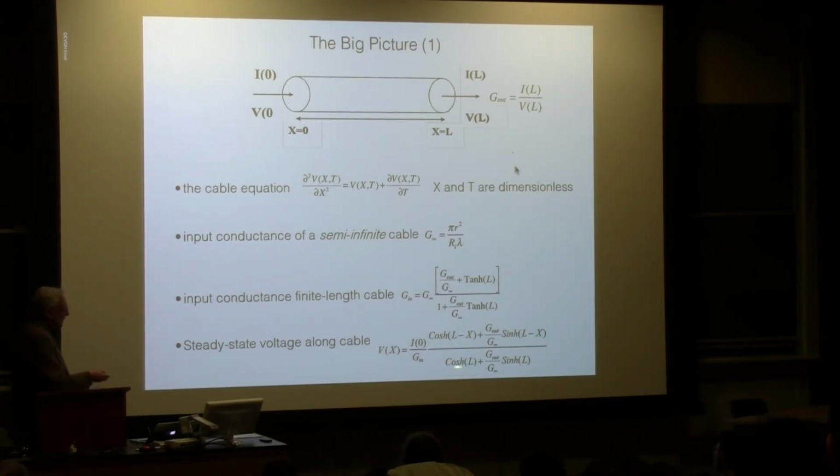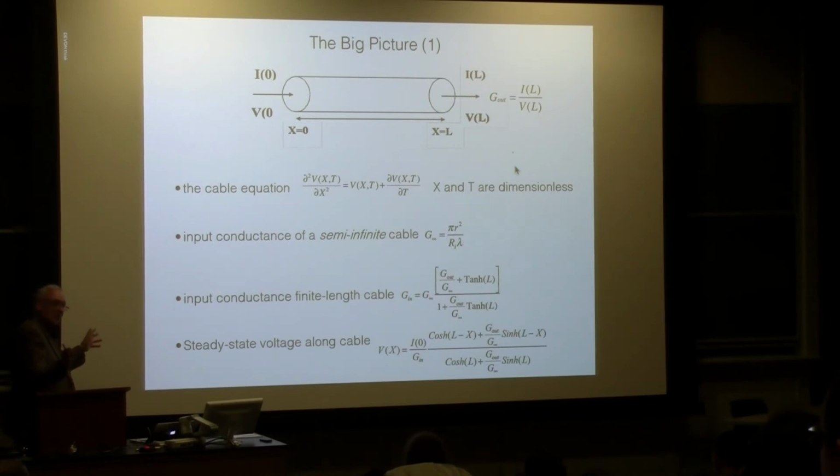So that's why you have to know G in, understand what G out is, know what G infinity is, because they're all involved in calculating the voltage in response to a maintained current anywhere along this cable. We'll let time go to infinity, right? We're just looking at the steady state.